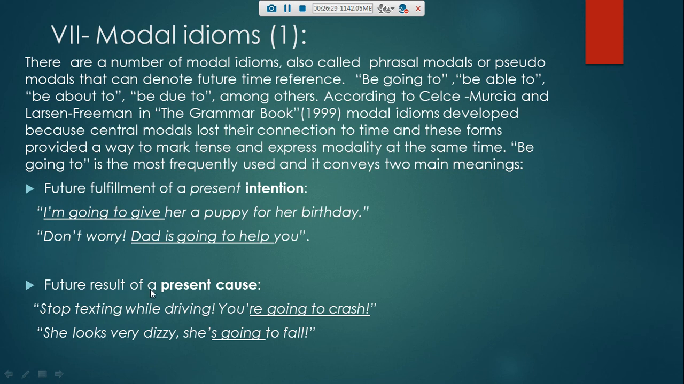Or future result of a present cause. Stop texting while you drive, this would be the cause, and the result, you're going to crash. This is the present cause. She looks very dizzy, this is the present cause. She's going to fall.